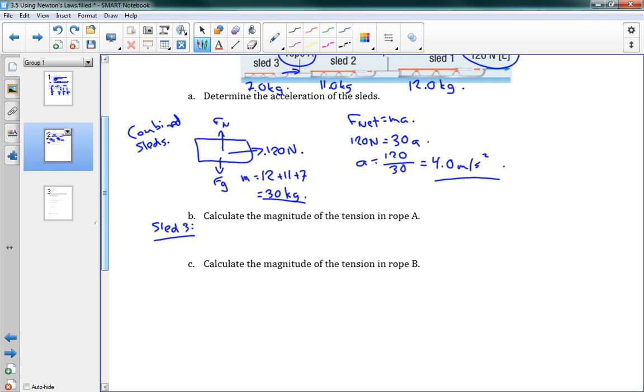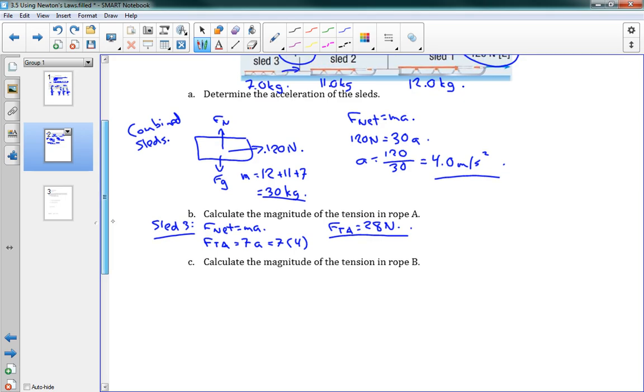What's happening? Well, we can say that the net force is equal to ma. We know that the net force here is just the tension in rope A, so FTA. That's how I'll write that, the tension in rope A, FTA. And that's equal to its mass, 7 kilograms, times its acceleration. And we know that the acceleration is 4 meters per second squared. So then we can do 7 times 4. We can say the tension in rope A is equal to 7 times 4, which is 28 newtons.